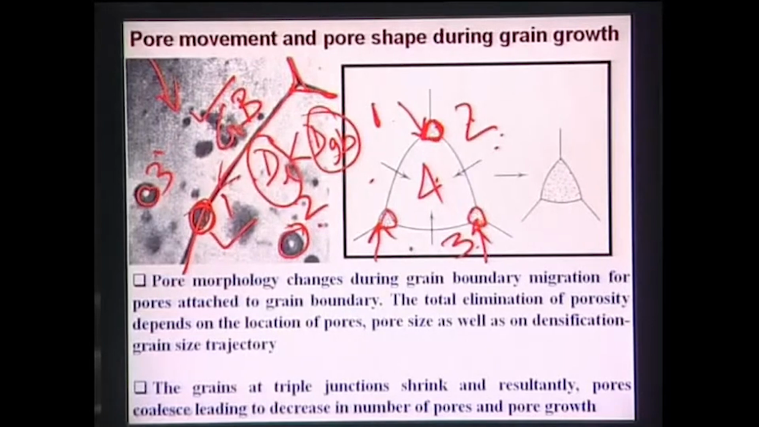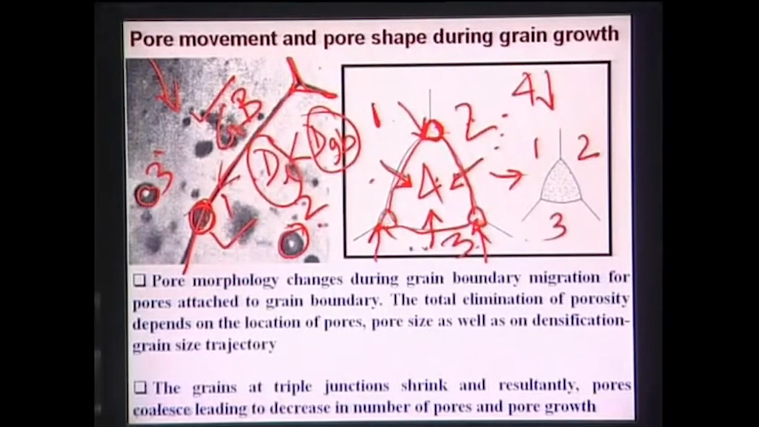Now what will happen during the process of sintering? These grains are growing, and the geometry of the grain boundary is such that the grain boundaries are much more mobile. So this grain boundary will move this way, this grain boundary will move this way, and this grain boundary will move this way. Then grain 4 will completely collapse during the process of sintering. And what will be the result? This is grain 1, this is grain 2, this is grain 3, and 3 pores now will come together, and a pore growth process will take place.